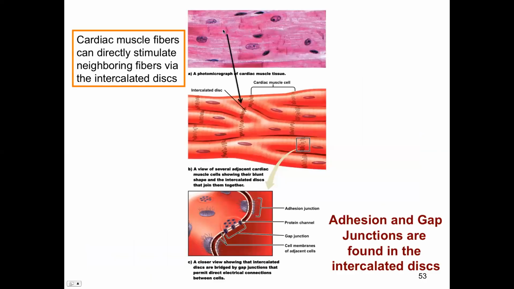So here we can see these intercalated discs. You can see that they're at the junctions between these cardiac muscle fibers. And basically what this means is that the stimulus, or the action potential, can move directly from one muscle fiber to the next. It doesn't require its own innervation to do so. And this is really important with the coordination of the cardiac muscle contraction, as you'll see when you do heart in semester 2, all right?